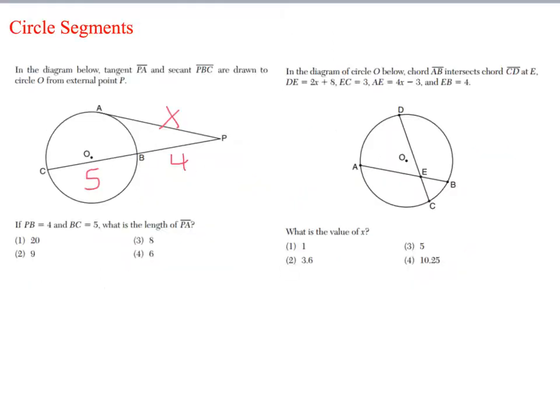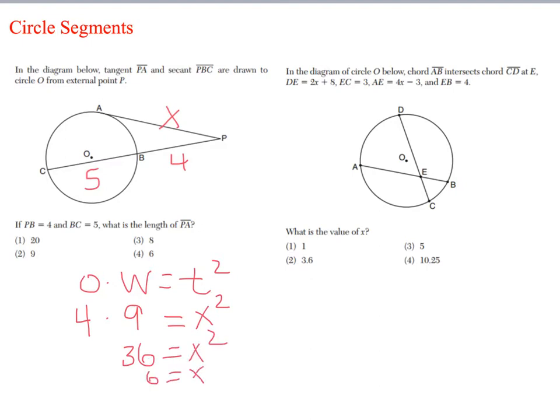The next rules can be found on your pink sheet if you need them. In the picture on the left, you have a secant and a tangent. So the rule is outside times whole equals tangent squared. The outer piece is 4. The whole thing is 9. Remember to add them together. Equals x squared. 36 is x squared. And x is 6, so choice 4.